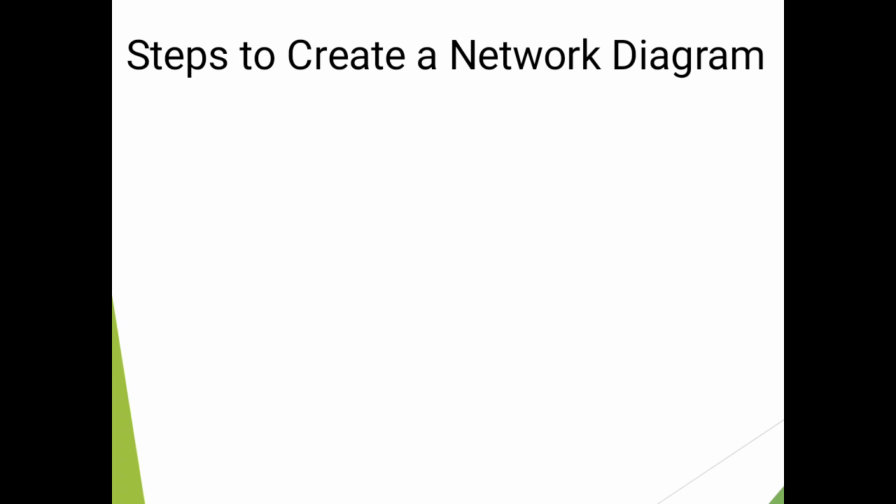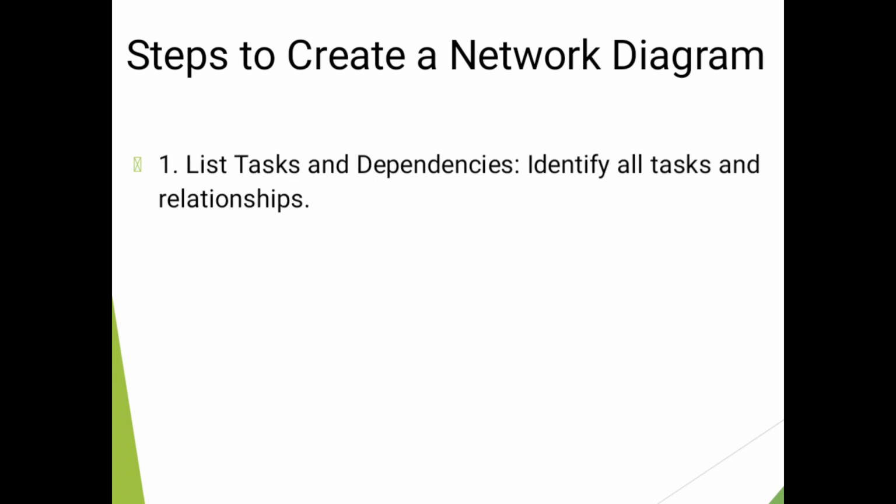Let's talk about the steps to create a network diagram. Number one, you need to list tasks and dependencies. So you need to list everything that is there, all the tasks and their relations. How are those tasks relating to each other?